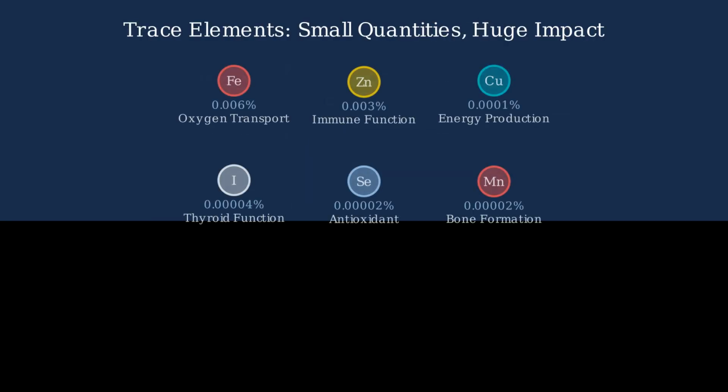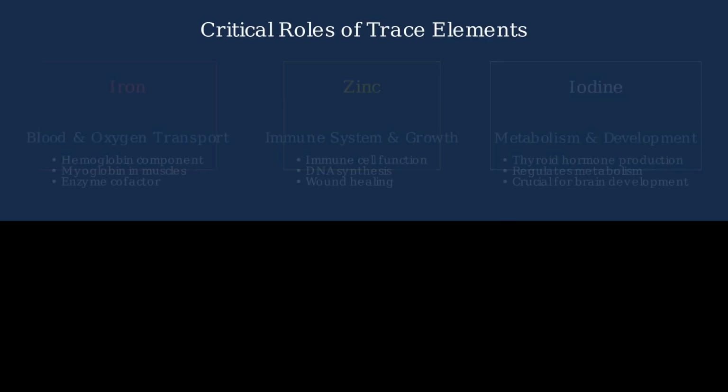Despite making up just 1% of your body mass, trace elements are absolutely essential for survival. Iron enables oxygen transport in your blood. Zinc is crucial for immune function and wound healing. Iodine is necessary for thyroid hormones. Copper aids in energy production and iron metabolism. Selenium functions as an antioxidant protecting cells. Manganese helps form connective tissue and bones. These trace elements support critical biological systems.